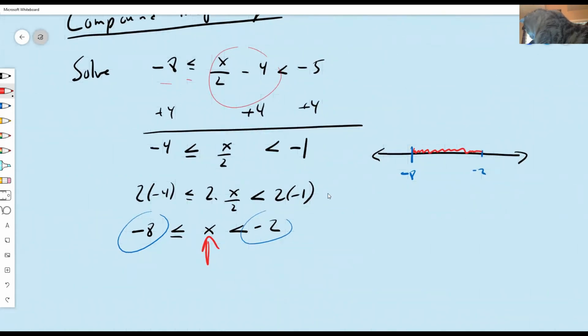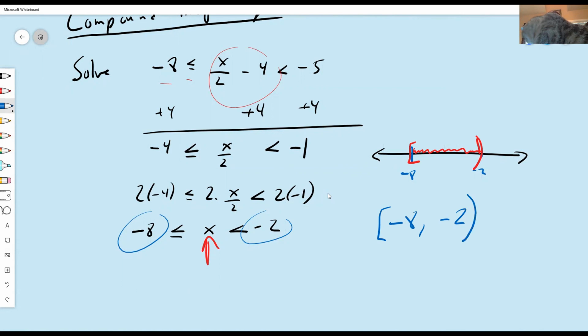Now, at minus 8, x is less than or equal to, right? Less than or equal to means bracket. And x is less than minus 2. Strictly less than means parentheses. So that's my picture. If you ask for interval notation, you go left to right. The left side starts at minus 8, comma, to minus 2. And the bracket goes on minus 8, and the parenthesis goes on minus 2.